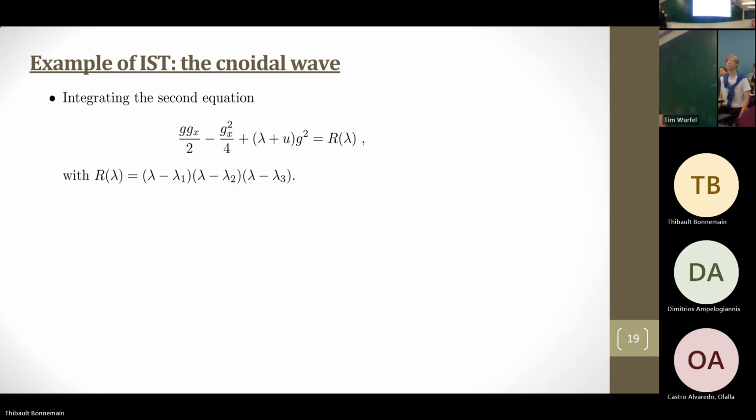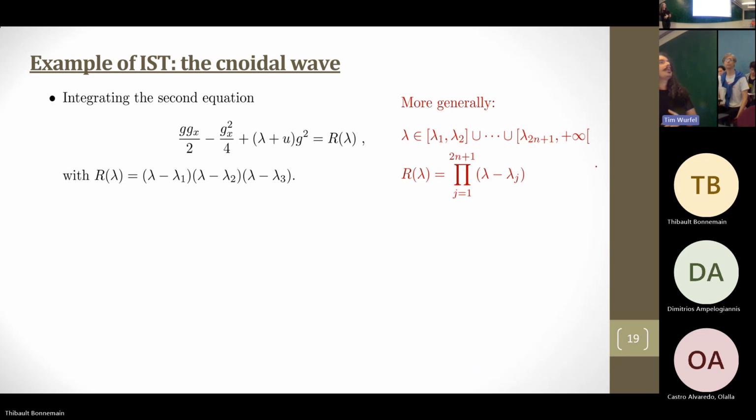And more generally, finite gap theory identifies periodic solutions to the KdV equation with a Riemann surface that is characterized by this polynomial R, whose roots are just the endpoints of the spectral bands.